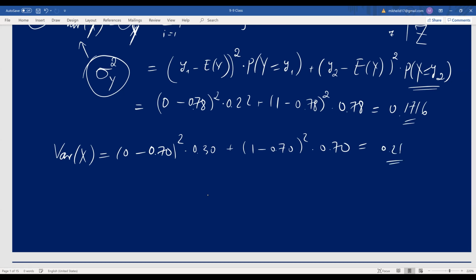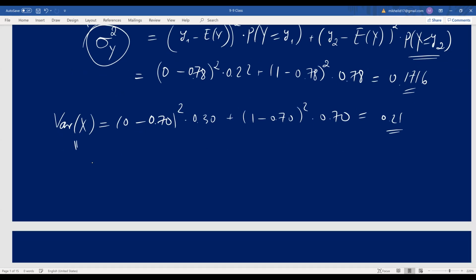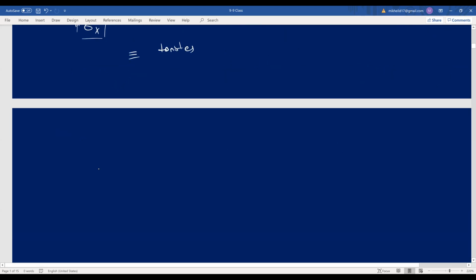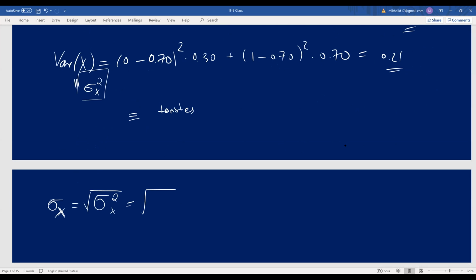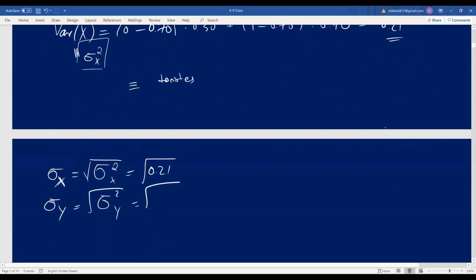0.21. And then you may be asked, so this is also denoted by this sign, this means denotes. So this is denoted also by sigma squared of X. This is a symbol, right? Now you can calculate sigma of X, which is the standard deviation of X, which is clearly the square root of sigma squared of X, and that's the square root of 0.21, right? And you can also calculate sigma of Y, which is the square root of sigma squared of Y, and that's clearly the square root of 0.17.